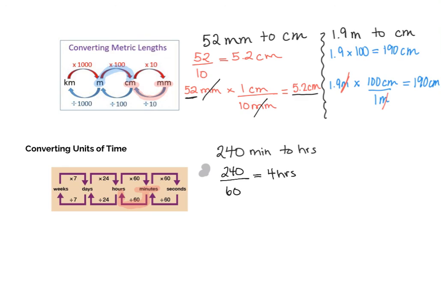Now, if we look at the long method, well, I have 240 minutes, and I want my minutes to cancel out. So I'm going to multiply by 1 hour over how many minutes are in an hour? Well, there's 60 minutes per hour. That's going to give me 4 hours, and we see that my minutes cancel out.